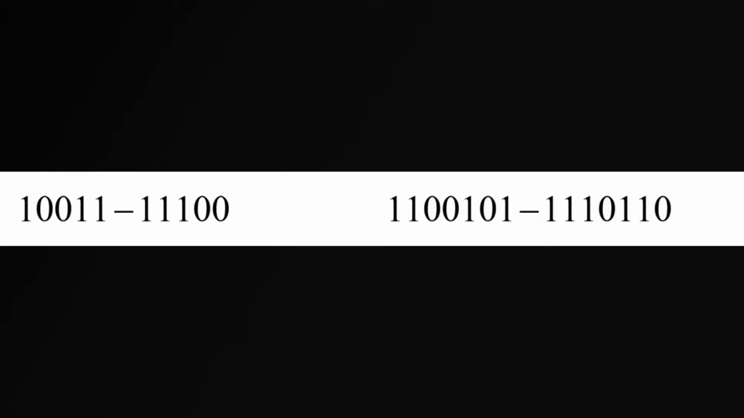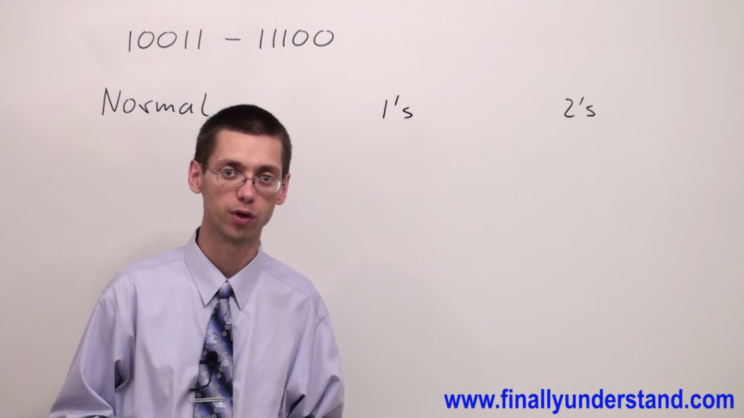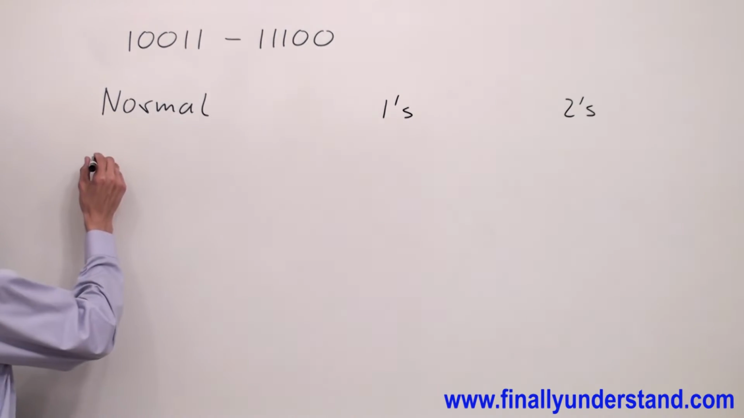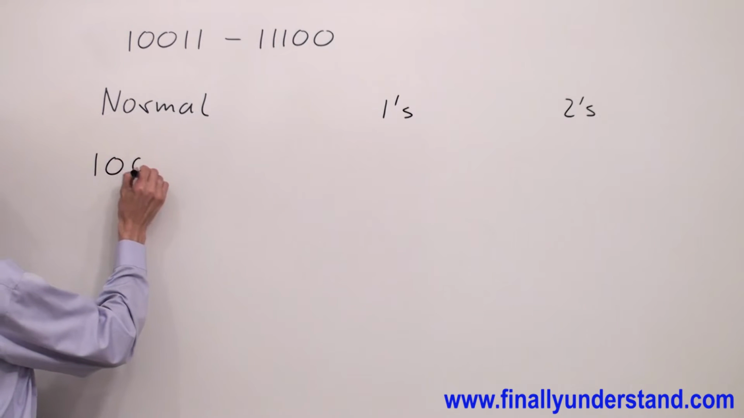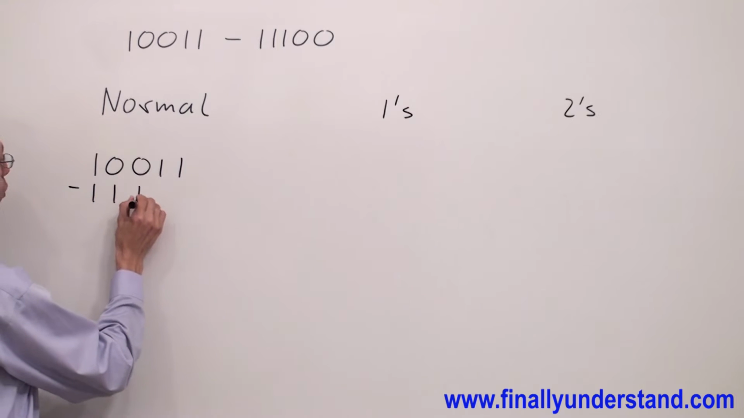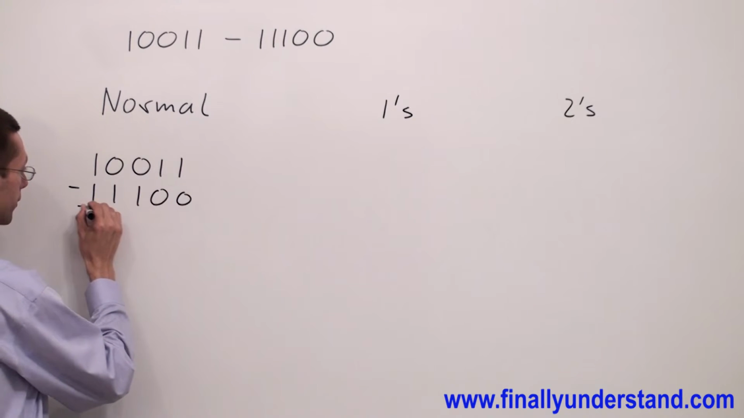Let's take a look at this example. This time we are going to subtract a bigger number from a smaller one. How are we supposed to do that? Let me show you. We have 1, 0, 0, 1, 1 minus 1, 1, 1, 0, 0.